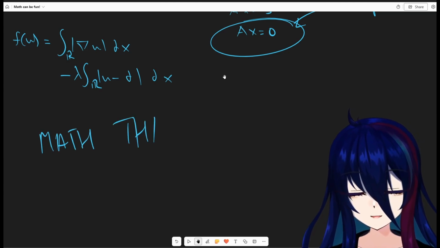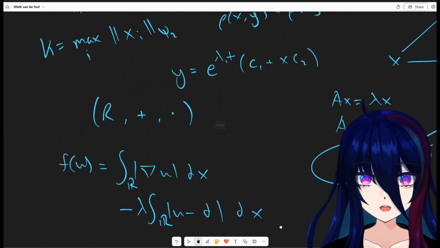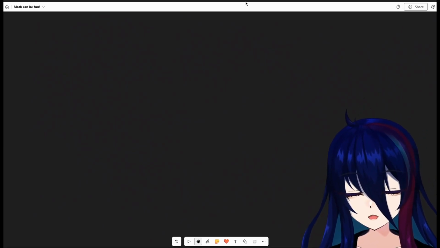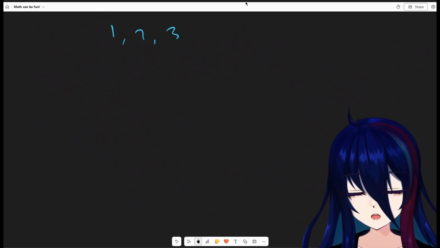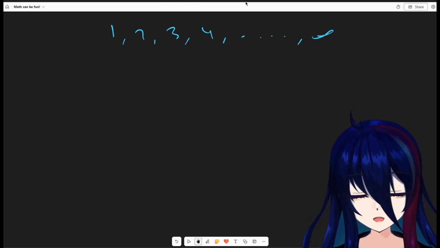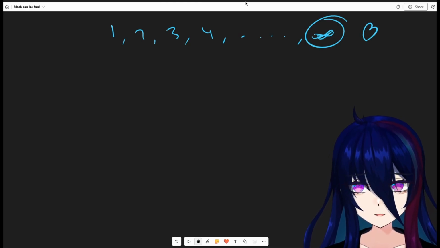That is fun. You know why? Because math doesn't have to be bad. You can look at this and you go, this is terrifying. Or you can start out simple. How do you start out simple? With numbers. 1, 2, 3, 4, and so on. Eventually you get to infinity. That's not a number. That's a concept. We love it. We love you, infinity.